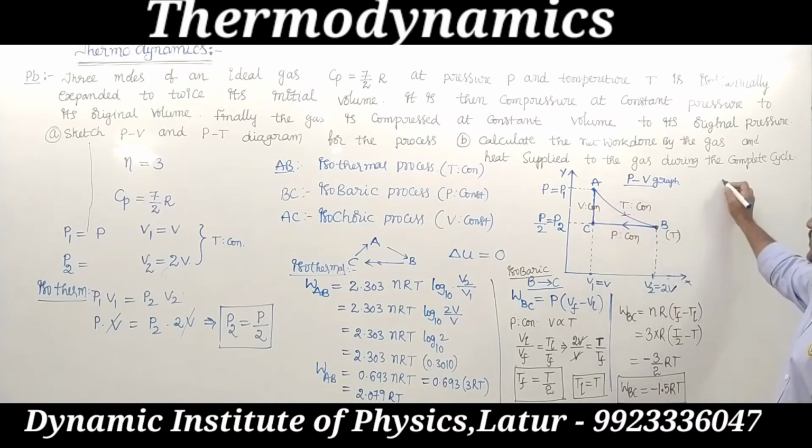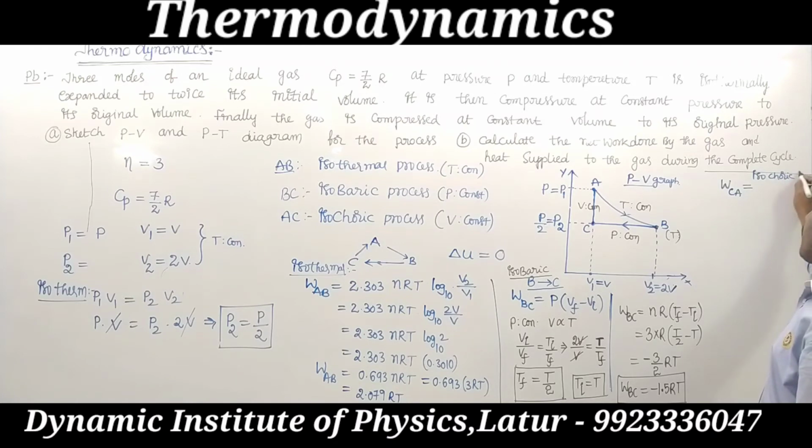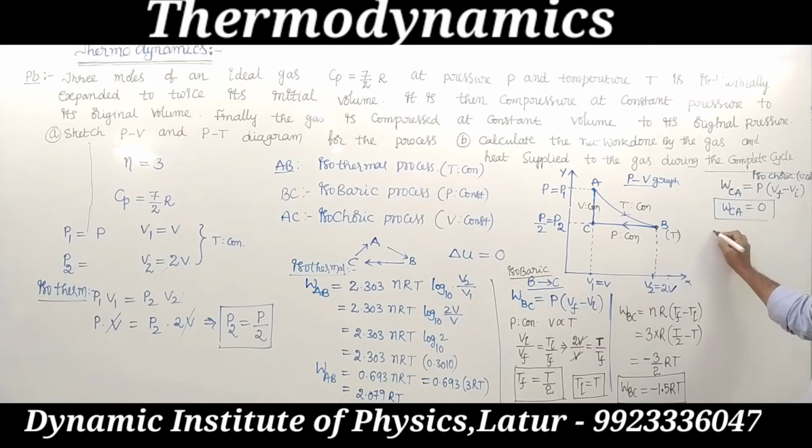And again, the work done from C to A. This is an isochoric process, which means volume is constant. Then work done is P into V final minus V initial, and its value becomes 0. Work done from C to A is 0. Then the total work done in this process equals work done AB plus work done BC plus work done CA.